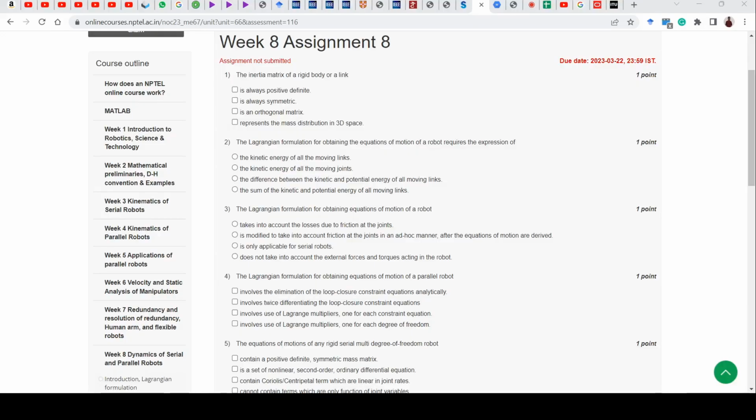So, let us continue with the assignment. Most of these questions are directly from the lecture notes, and if you go through the online lectures, live or the lecture notes, you will be able to answer them. The first question is about the inertia matrix. There are some properties that the inertia matrix has and some that it never has, like it is always positive definite.